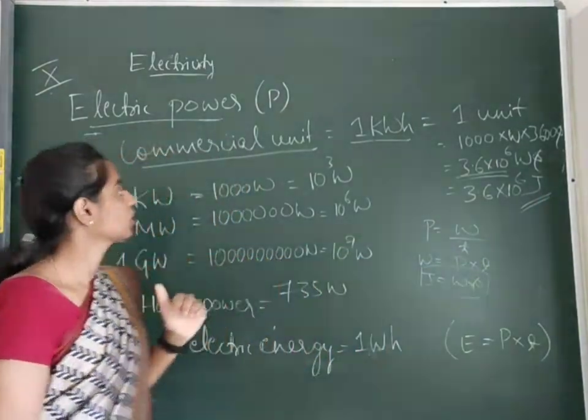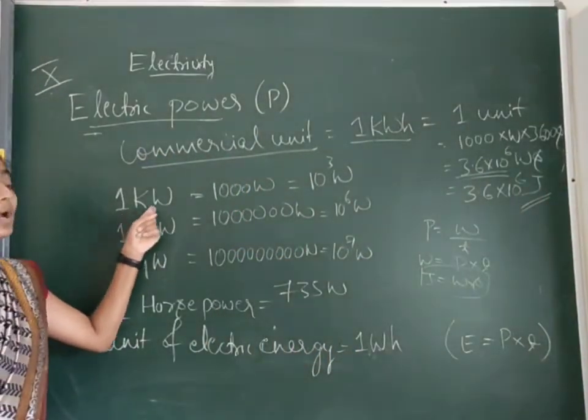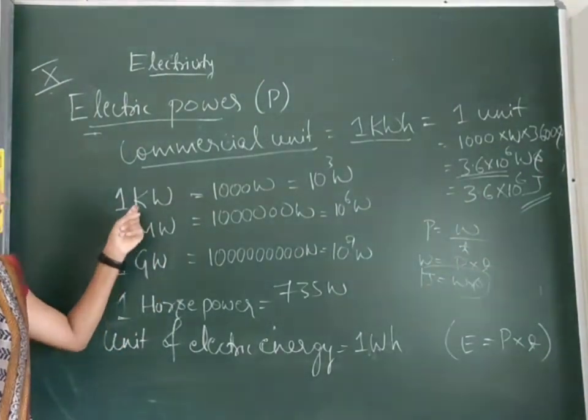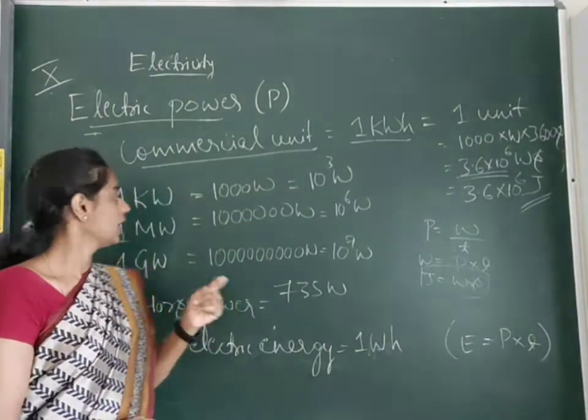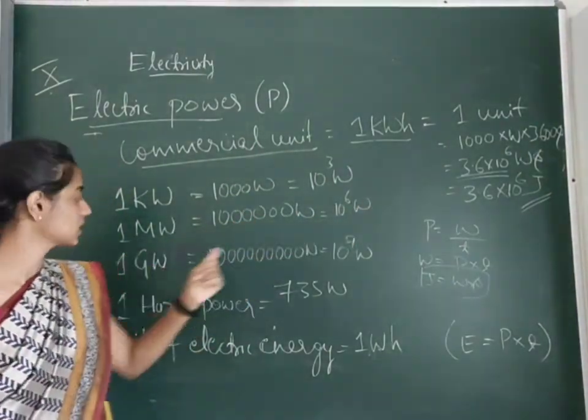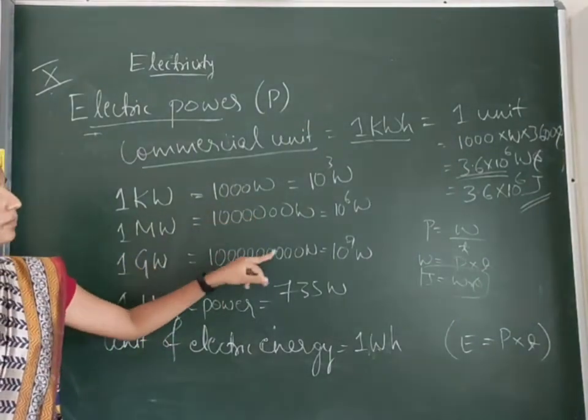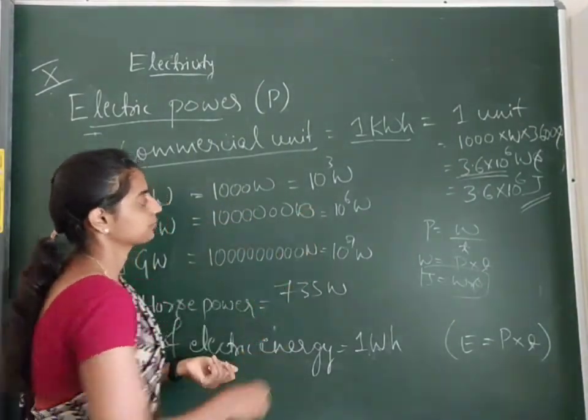Apart from this, we can also express the power in terms of 1 kilowatt, 1 megawatt, 1 gigawatt. Kilo is nothing but 10 to the power 3, mega is nothing but 10 to the power 6, and giga is nothing but 10 to the power 9. So in all these forms, the unit is watt.